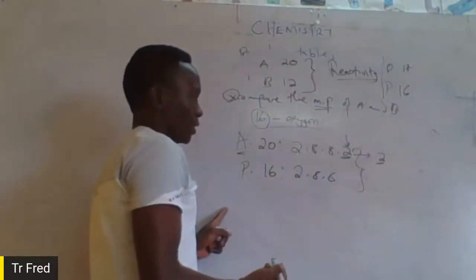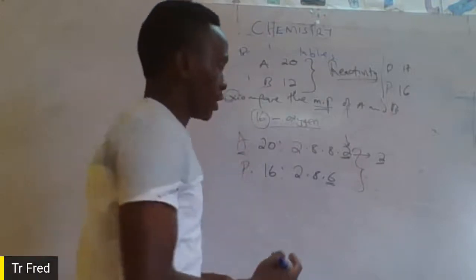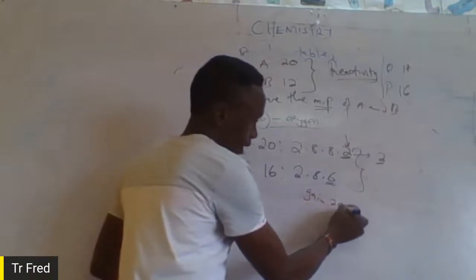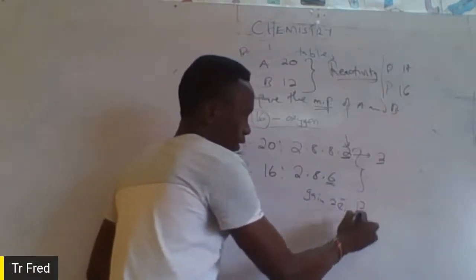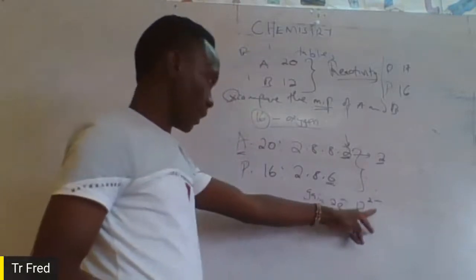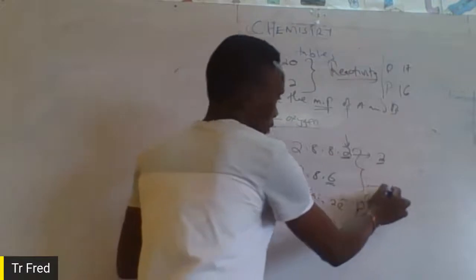For element P, the number of outermost electrons is 6. So we can see the valence is 2 because it forms ions by gaining electrons. Since it gains 2 electrons to form P ions, therefore, the valence is 2. The valence for P is 2.